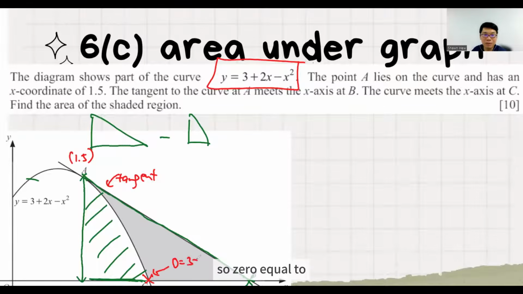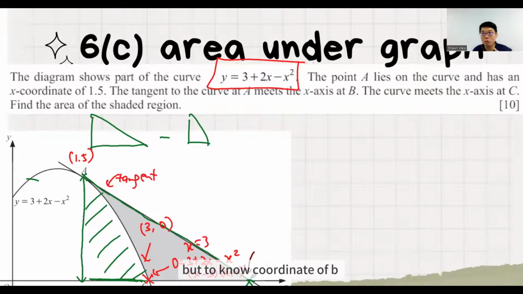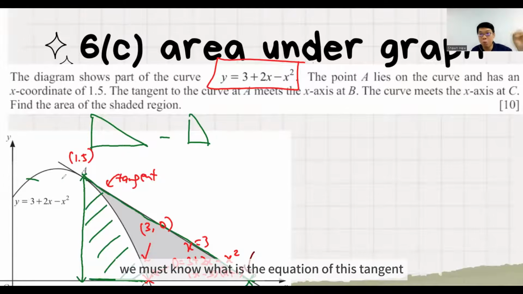So 0 equals this. So we can solve it. X equals -1 or 3. So we can confirm here is x equals 3. So coordinate C is (3, 0). So after we get the coordinate of C, we still need the coordinate of B. But to know the coordinate of B, we must know the equation of this tangent.